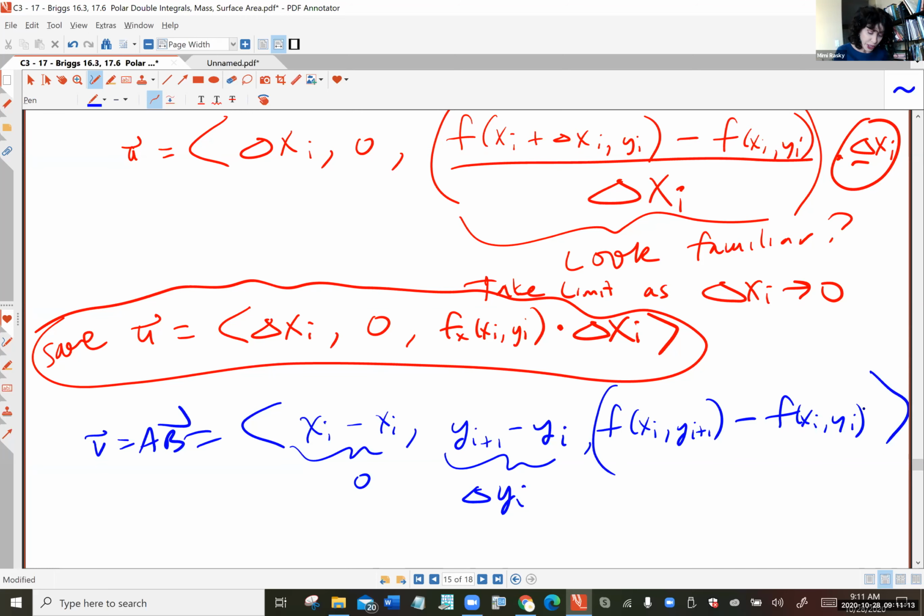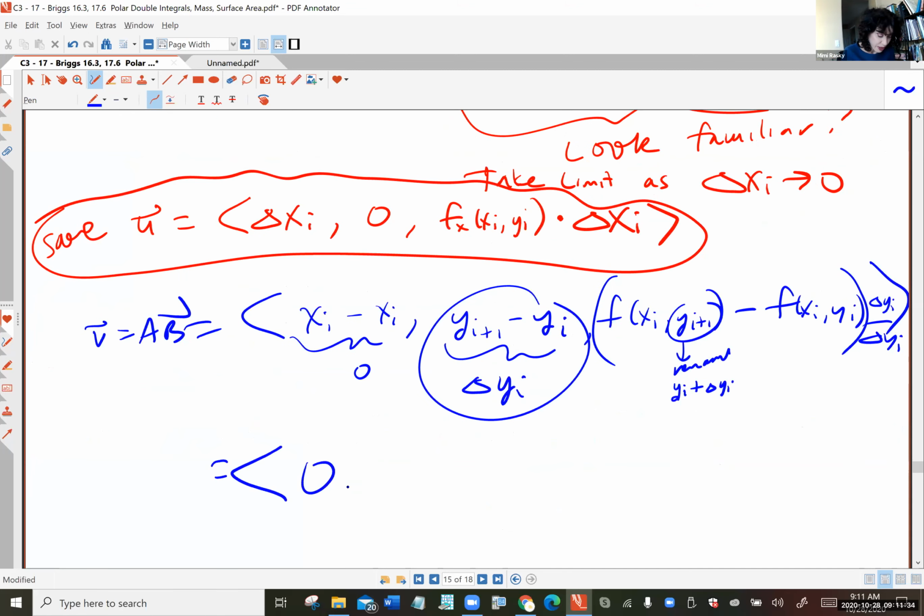Well, just as before, you're going to multiply that last component by a special version of 1, only this time it's going to be delta y sub i over delta y sub i. And you're going to rename this guy after solving this equation here for y sub i plus 1. y sub i plus 1 is the same as y sub i plus delta y sub i. So what we have right now, if we do a little bit of cleanup, this is what your vector v is looking like.